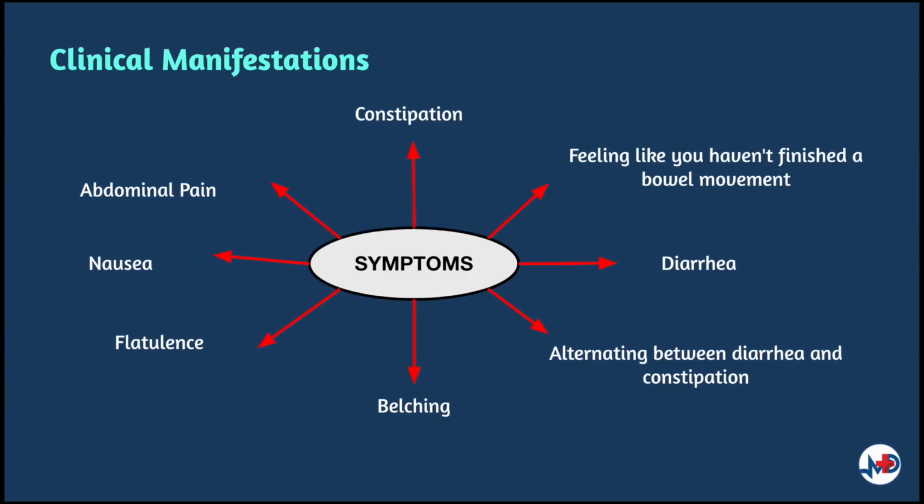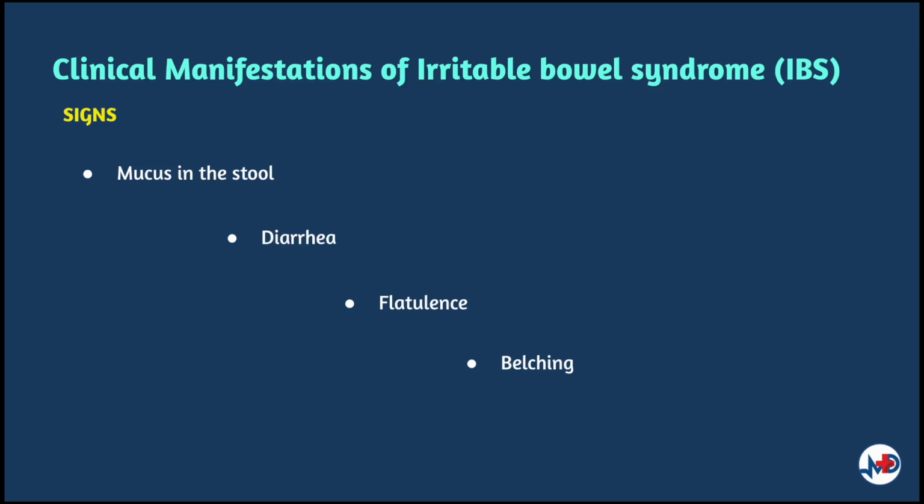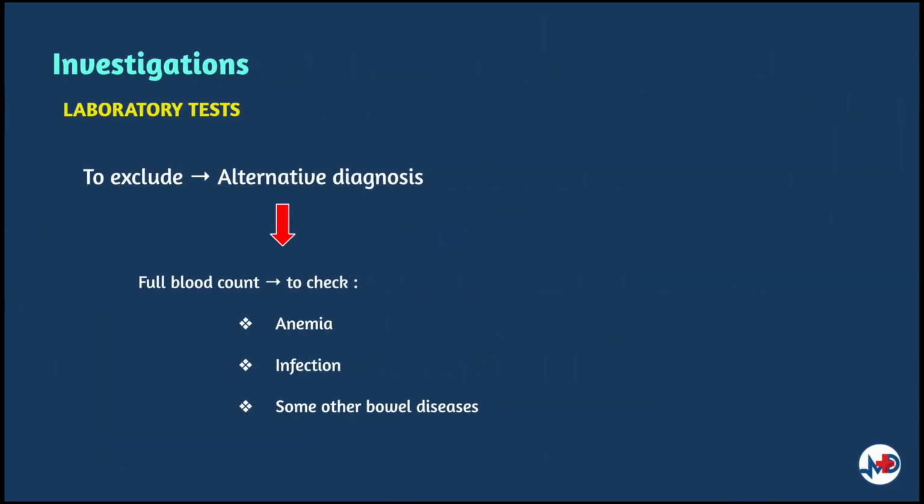So when we look at the symptoms of IBS, one may complain of abdominal cramping pain, constipation where there are infrequent stools that may be hard and dry, feeling as if one has not finished a bowel movement, having diarrhea, alternating between diarrhea and constipation, belching, flatulence, or nausea. As for signs, they may complain of having mucus in the stool, having frequent loose stools, which is diarrhea, flatulence, and belching.